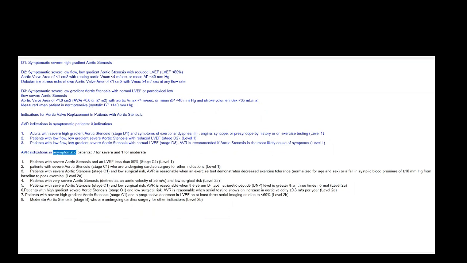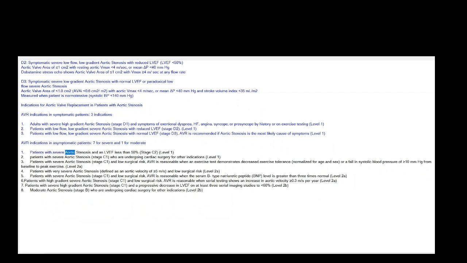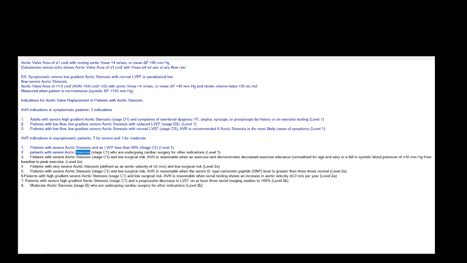AVR indications in asymptomatic patients, 7 for severe and 1 for moderate. 1. Patients with severe aortic stenosis and an LVEF less than 50%, stage C2, level 1. 2. Patients with severe aortic stenosis, stage C1, who are undergoing cardiac surgery for other indications, level 1.